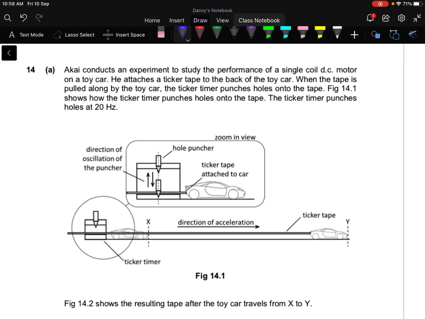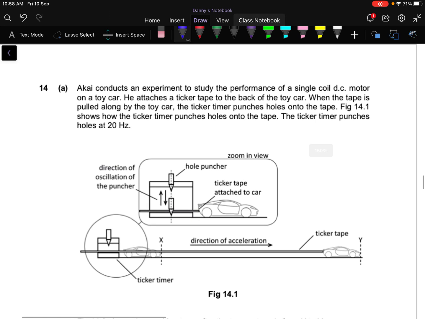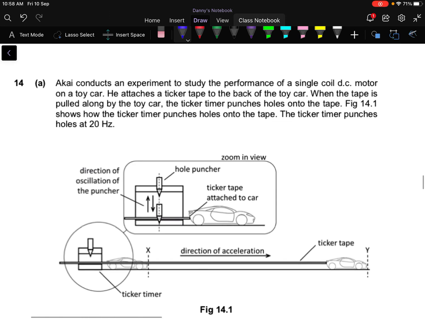Okay, in this video, I'll be going through question 14. Question 14 is basically a question on kinematics, and I have included some questions on forces into this as well.